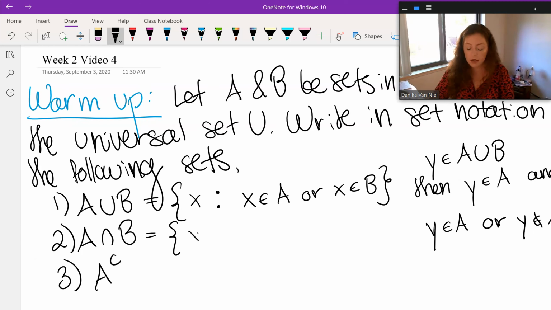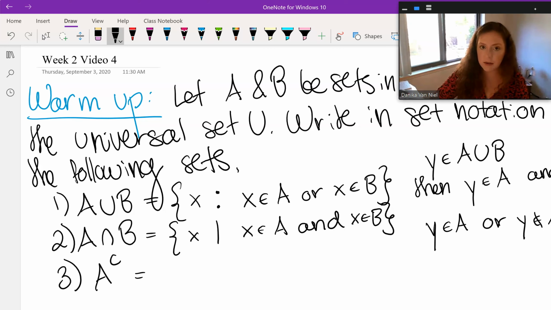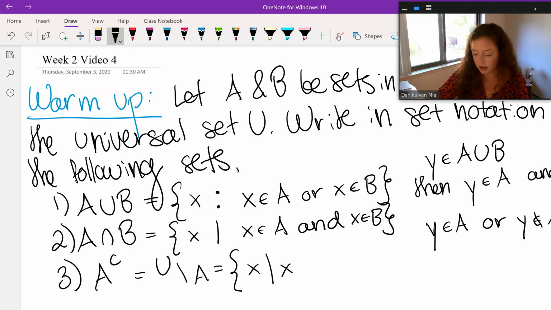A intersect B is X such that X is in A and X is in B. For A complement, remember we talked about before, we could also write this as U minus A. How would we write that? We would say X such that X is in U and X is not in A.